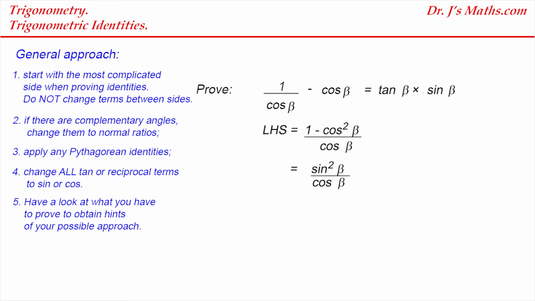So now take one of the sines, and we have sine over cos, which is tan, and we're still left with a sine in the numerator, so we just put that down. So it's equal to tan beta times sine beta, which is the right-hand side.